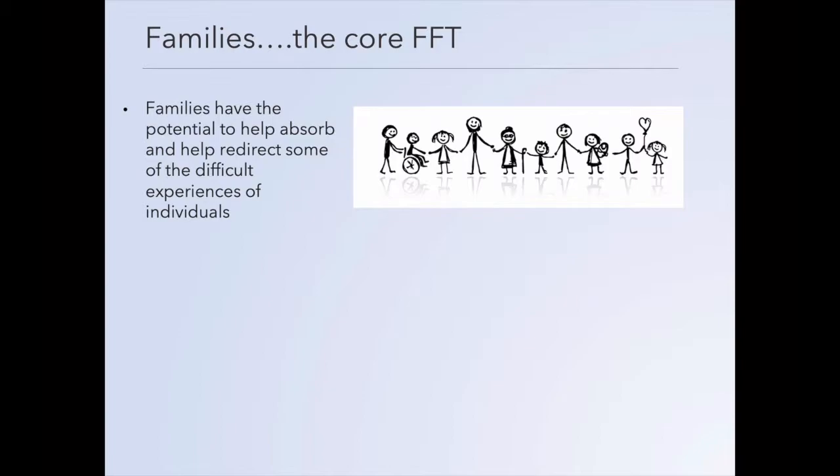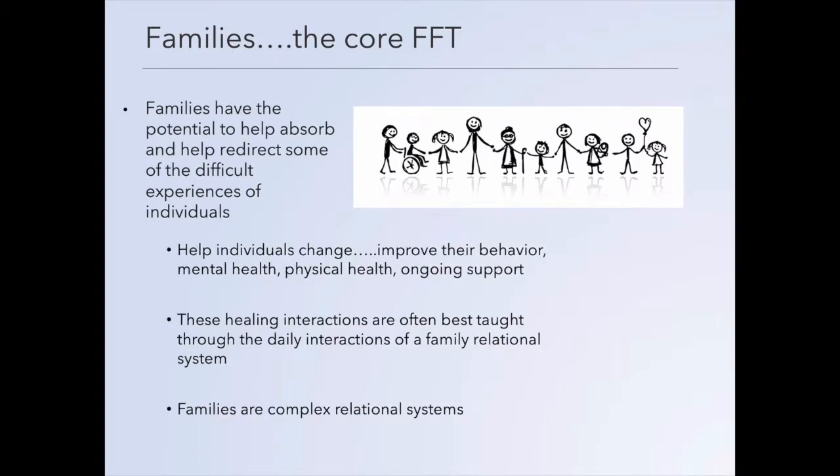If you have a problematic youth or a problematic caretaker, families can absorb some of that behavior, and they have the ability to remain stable during that. It also means that families can help redirect some of the difficult experiences of individuals. Family systems can help people change. Individuals change their behavior best when the relational system around them helps support that. It can help improve their behavior, their mental health, and their physical health through ongoing support.